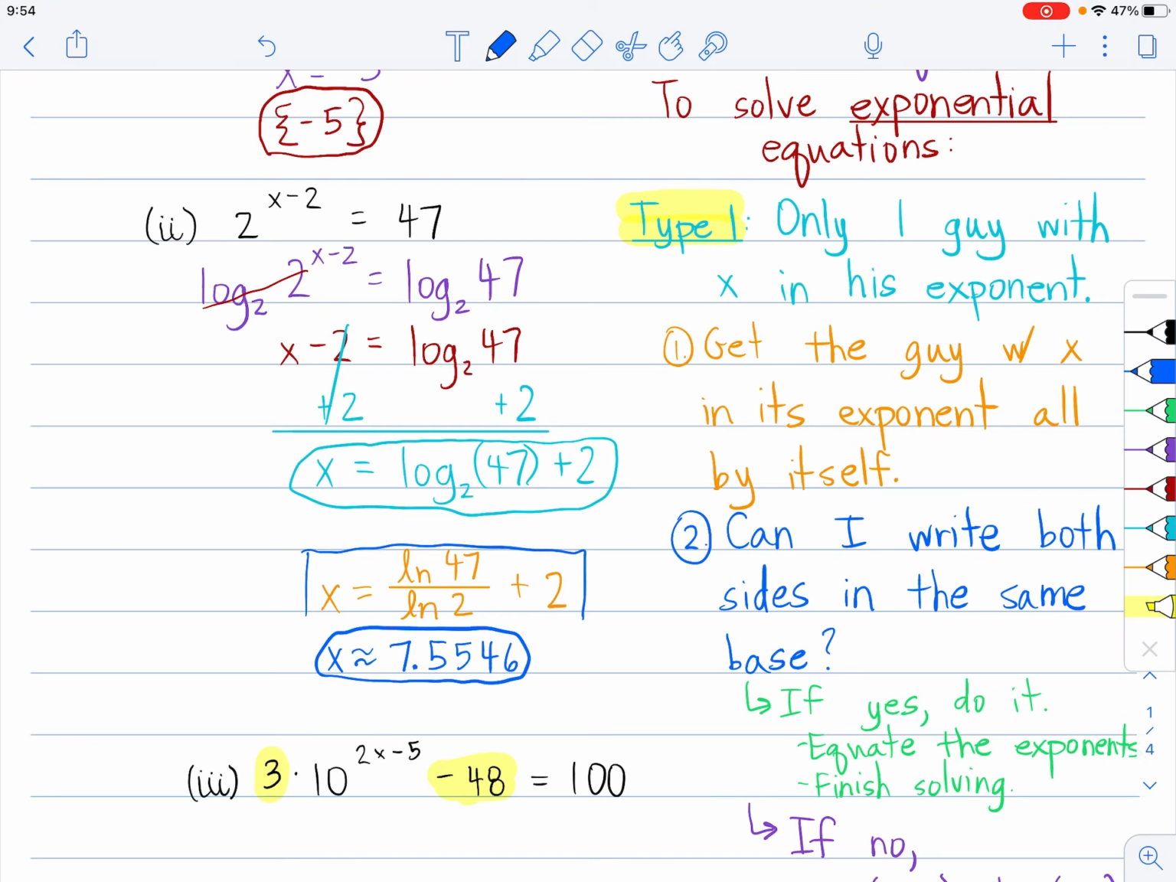Now, this one and this one that I had originally circled are technically both exact answers. This orange one that I typed in my calculator is going to be kind of what the book's answer looks like. There may be a common denominator with the 2 and the ln of 47 divided by the ln of 2. But again, this is what the book's answer is going to look like. This is what your answer needs to look like.